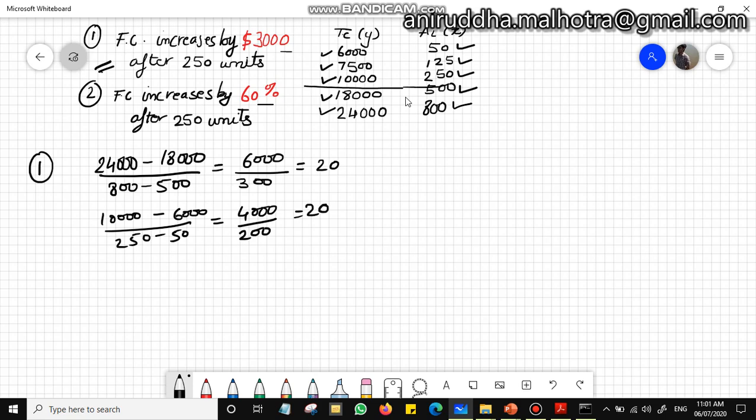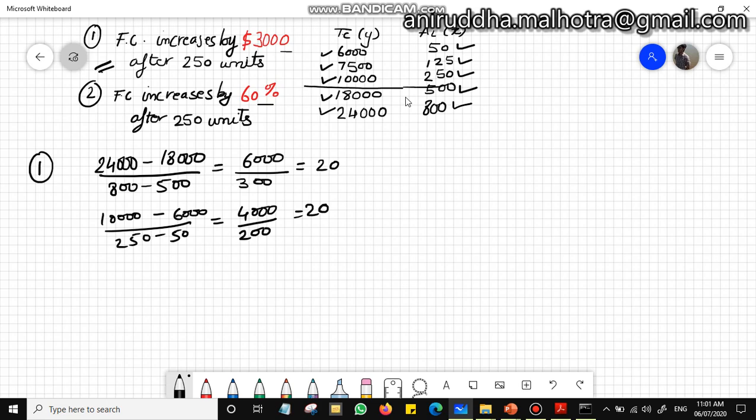So the only difference between the 2 is that you have divided the activity levels into where the fixed cost remained the same, and after the activity level where the fixed cost increased. So 500 and 800 both had the additional $3,000, and hence in the first method we used 24,000 and 18,000 at an activity level of 800 and 500. Or you can use activity levels of 250 and 50 and have the cost of 10,000 and 6,000.